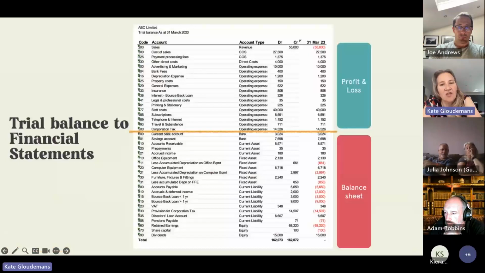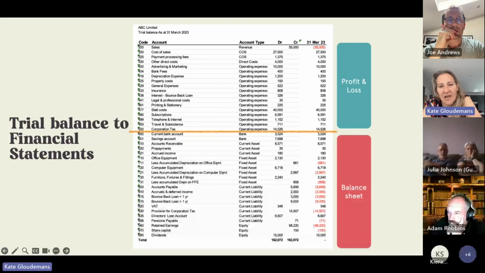As an example, this is a trial balance for ABC Limited. You can see they've got the list of all the account codes, and these are split out into financial statements. The top half, which covers things like your revenue, your cost of sales and your operating expenses, all goes into the profit and loss. The bottom half of the trial balance, things like your bank, current and fixed assets, liabilities and equity, all goes into your balance sheet.